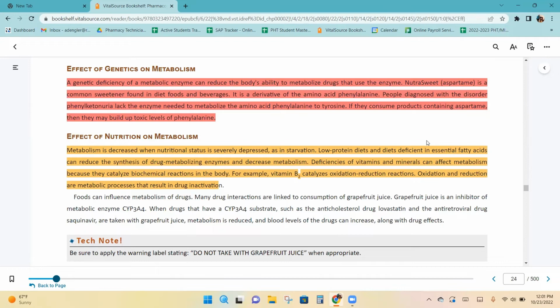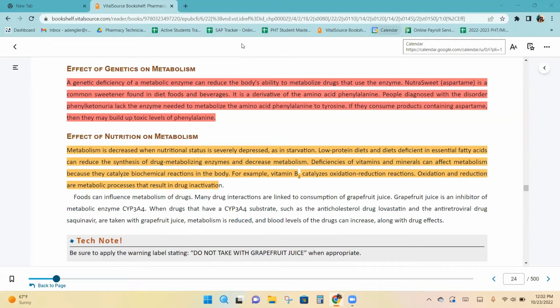NutraSweet is a common sweetener found in diet foods and beverages. It is a derivative of the amino acid phenylalanine. People diagnosed with the disorder phenylketonuria lack the enzyme needed to metabolize the amino acid phenylalanine to tyrosine. If they consume products containing aspartame, then they may build up toxic levels of phenylalanine.